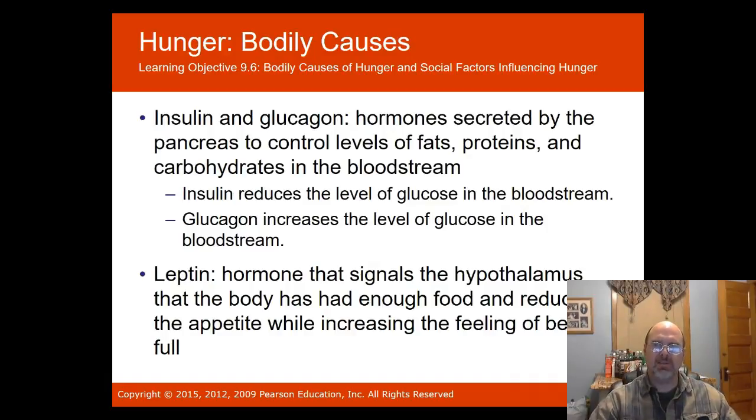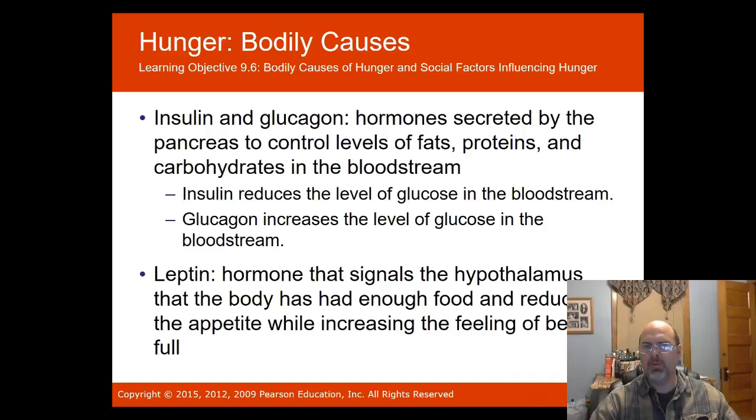Next, let's look at hunger and the bodily causes of hunger. First is insulin and glucagon. These are hormones secreted by the pancreas to control levels of fats, proteins, and carbohydrates in the bloodstream. Insulin reduces the level of glucose in the bloodstream, and glucagon increases the level of glucose in the bloodstream. Okay, so insulin reduces it, and glucagon increases it.